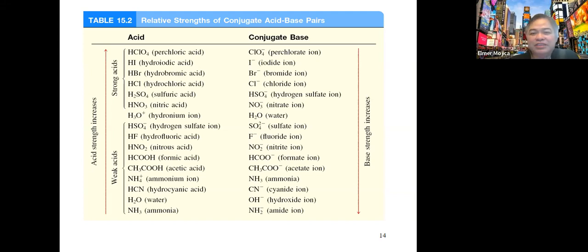Yun yung ibig sabihin nito. So kung sobrang lakas mo to the point na one direction ka, wala talagang lakas yung counterpart mo, yung conjugate acid mo or conjugate base.